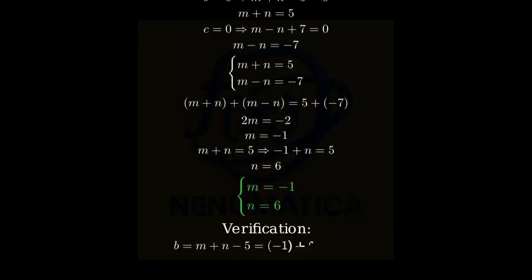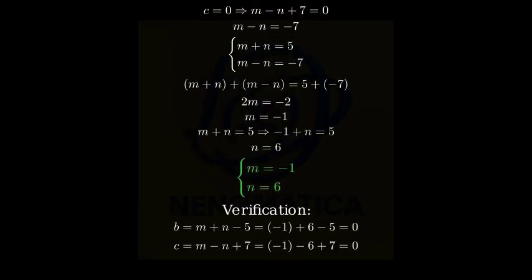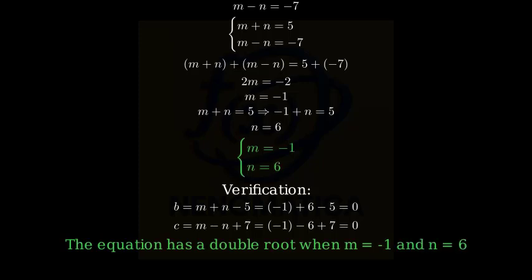For the coefficient b, we get negative 1 plus 6 minus 5, which equals 0. For the coefficient c, we get negative 1 minus 6 plus 7, which also equals 0. Therefore, the values m equals negative 1 and n equals 6 ensure that our quadratic equation has a double root.